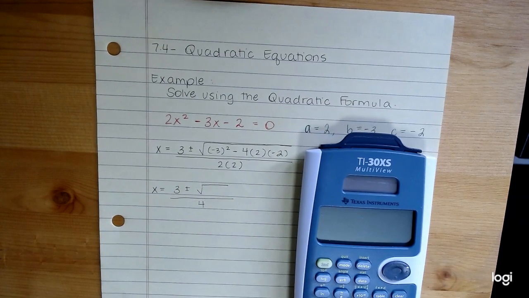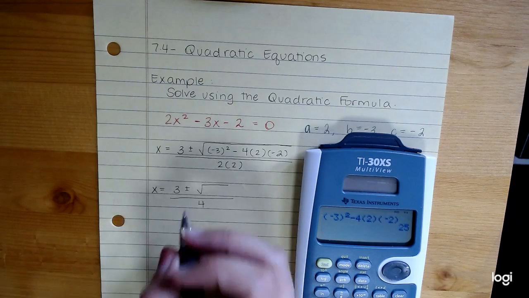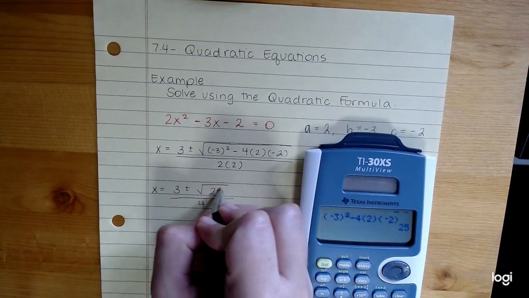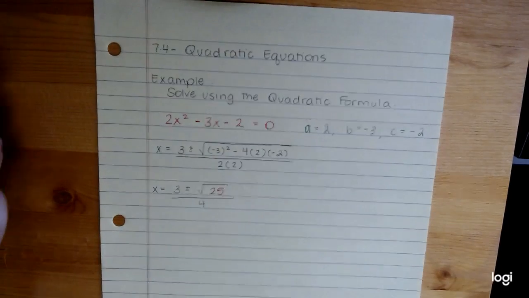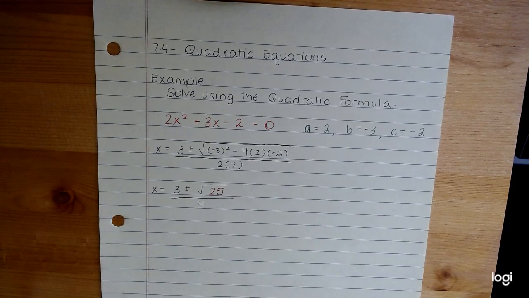I can do that. So -3 squared, and again, I'm using those parentheses, so it's exactly how I wrote it. I'm going to type it. So that's why it's really important, because that happens a lot, to use those parentheses appropriately. So I'm going to put in a 25 underneath that radical symbol.